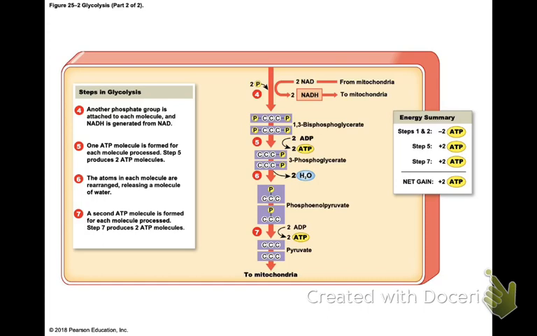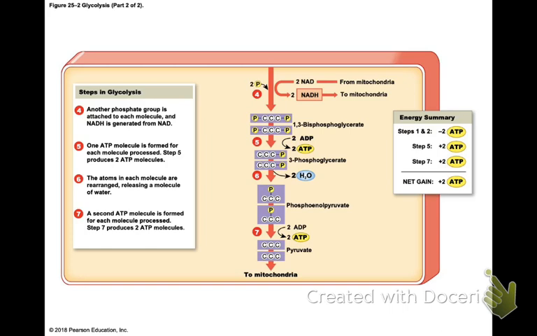So now in the next step, which is step 5 in the picture, we're going to harvest some energy out. We're going to make ATP. And in the next step, we're going to pull some hydrogens out and we're going to rearrange it. In step 7, we're going to pull out 2 more ATPs, and that's going to give us pyruvate.